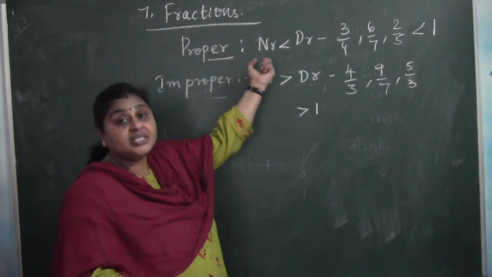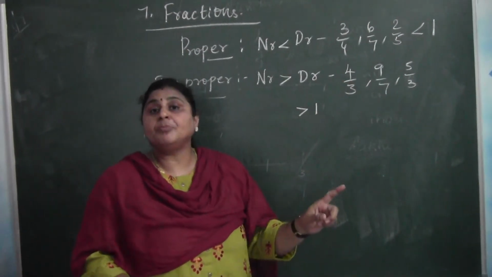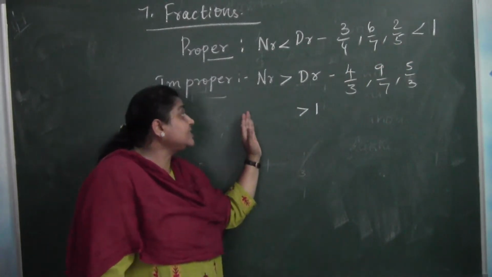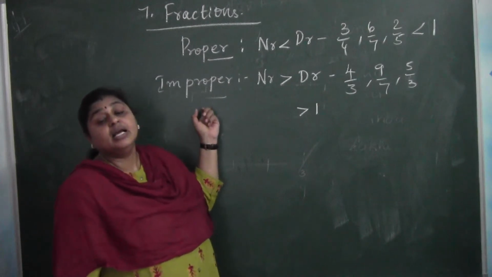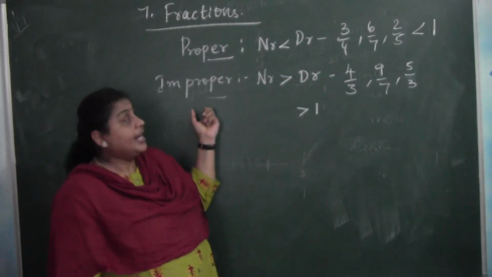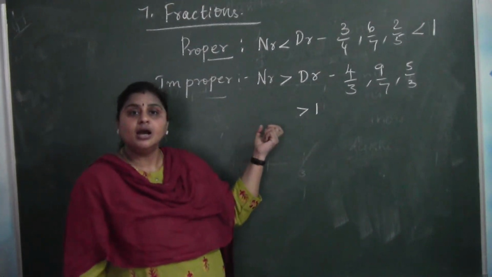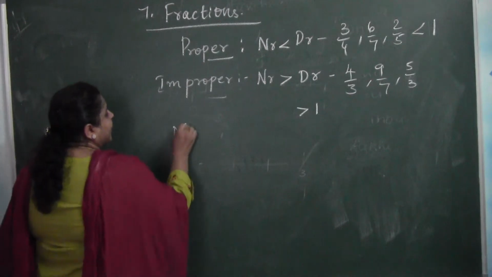If the numerator is less than the denominator, that is a proper fraction. And all proper fractions are less than 1. If the numerator is greater than the denominator, then it is an improper fraction. And all improper fractions are greater than 1. Okay, now let us move on to the mixed fraction.